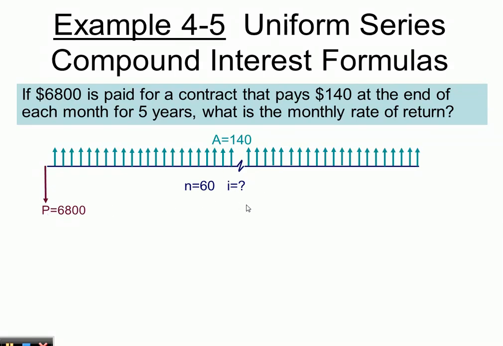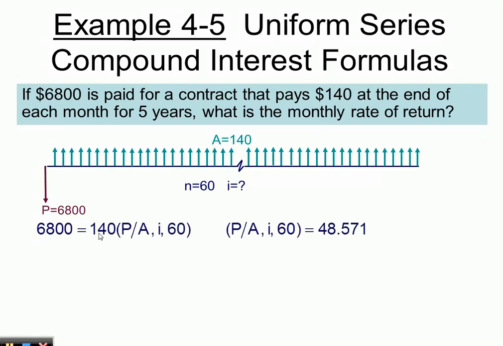We can set up the equation that connects the two and find the I from that equation. So we're setting it up, right? So here is actually equivalent. So we have this equal sign, right? So 6,800 is now equal to the future sum of money of 140 in terms of uniform series for 60 months, right? Or 5 years in terms of months. So we need to find I from here. Well, we can find discount factor simply by dividing both sides by 140. So that's obtained by dividing both sides by 140.